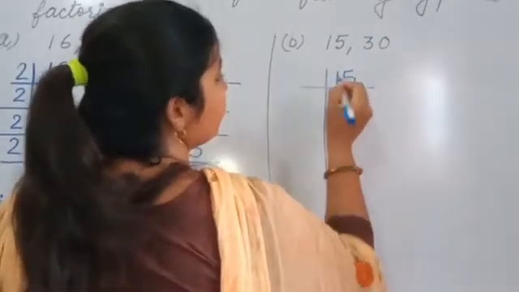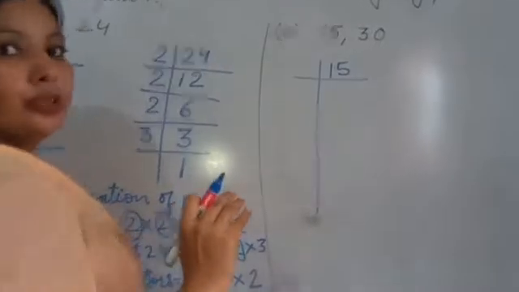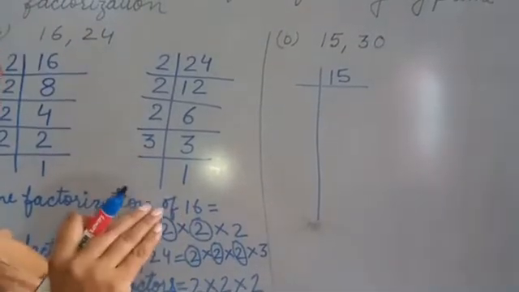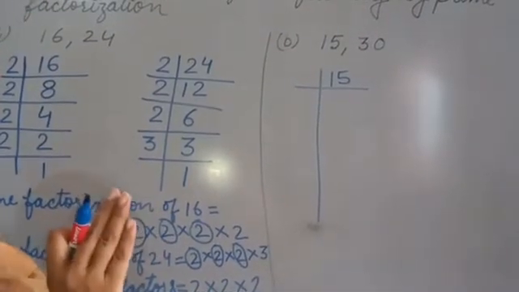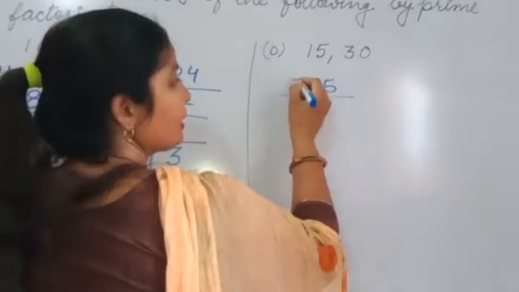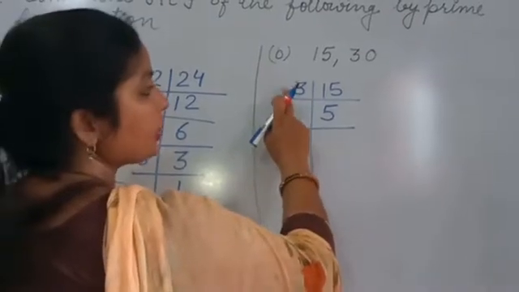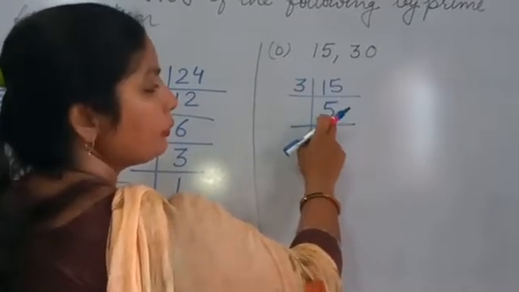15. Now as we know 15 is an odd number, so it will not come in 2 table. Only 2 is even prime, others are odd. So it will not come in 2 table. Now we check by 3. Yes, it will come in 3 table. 3 5s are 15. Yes. So it comes in 3 table. So 3 5s are 15.